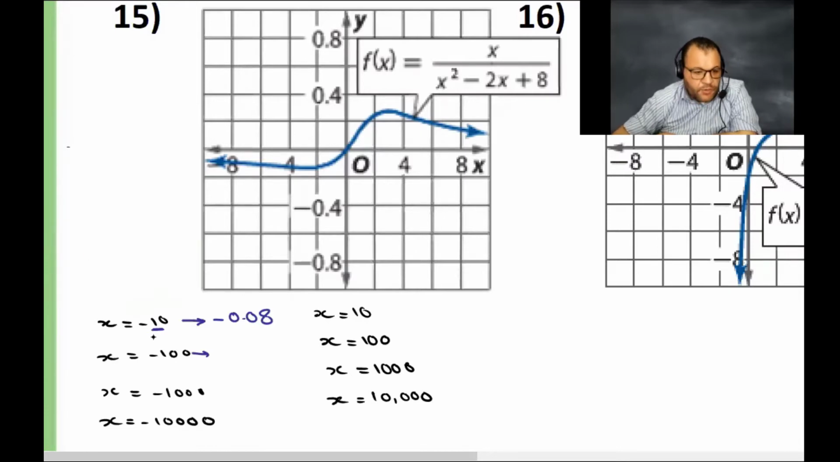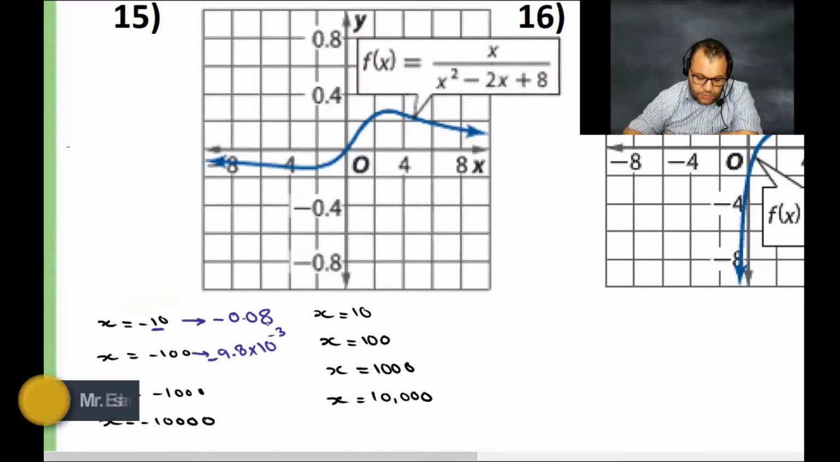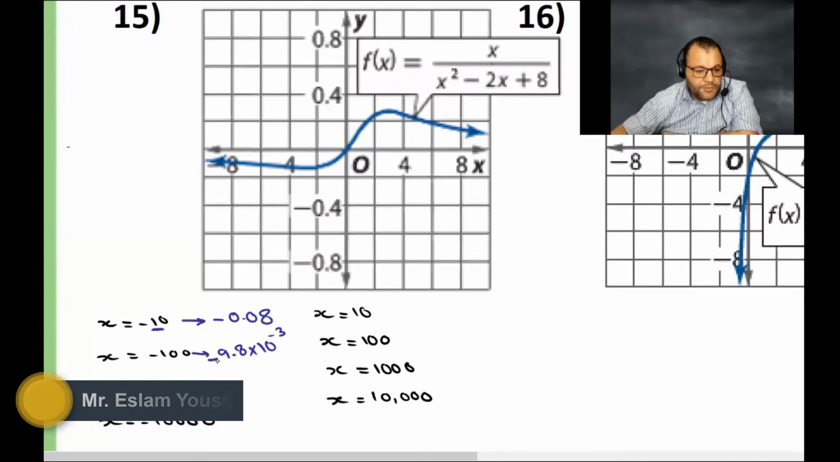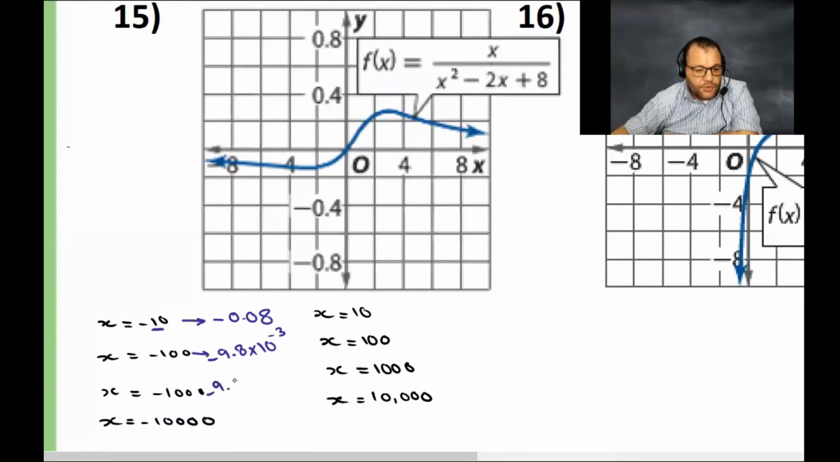So the answer now would be -9.8 times 10 to the power -3. It means the number now is close to 0. Then change the number now to be 1000. What is the answer that you would find? -9.9 times 10 to the power -4.